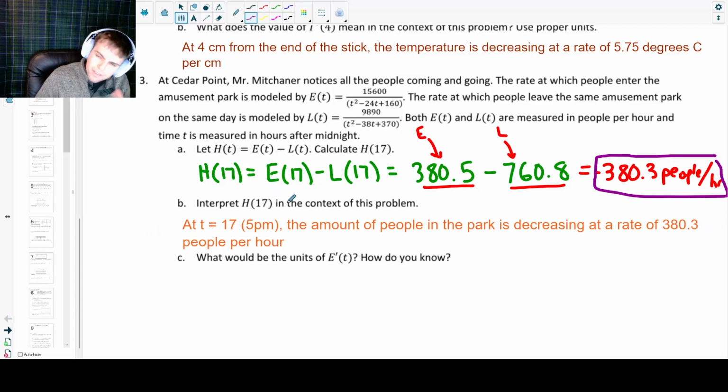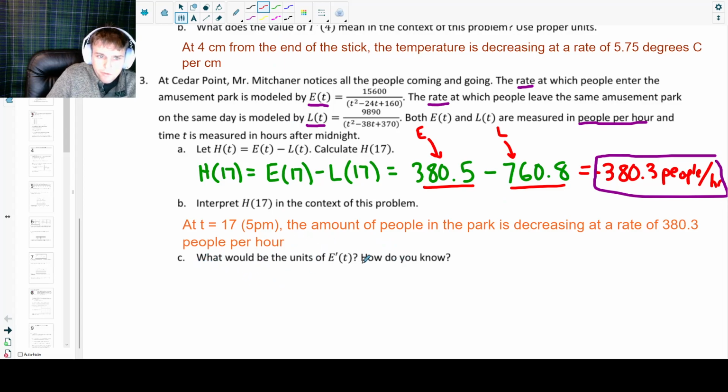Cool. Now, this is a little different than the last one because we didn't calculate any derivatives. We didn't even approximate any derivatives, because both E of t and L of t already were derivatives in a sense, because they were giving us a rate, right? It says the rate at which people leave the park and the rate at which people enter the park, in people per hour. So since they were already outputting a rate, they were already giving us the value of a derivative.